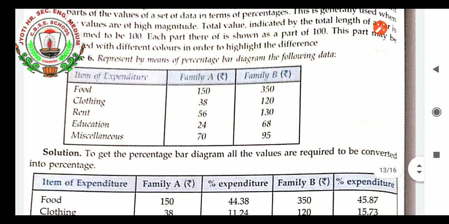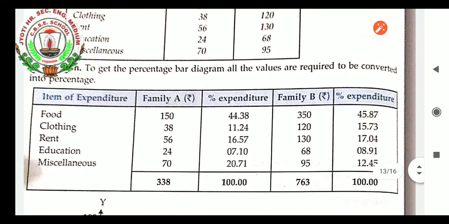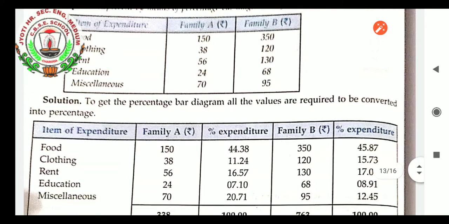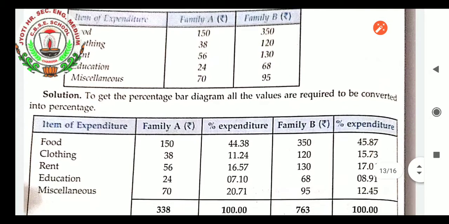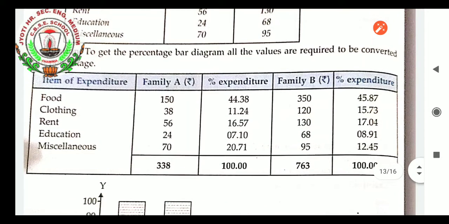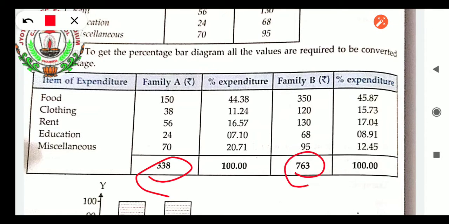Represent by means of a percentage bar diagram the following data. Family A, family B. Food, clothing, rent, education is given. To get the percentage bar diagram, all the values are required to be converted into percentages. First of all, we will add up the total for family A: 150 plus 38 plus 56 plus 24 plus 70. It will be 338. And when we add up the family B data, it is 763. Out of this 338, what is the percentage of 150? That is 44.38.